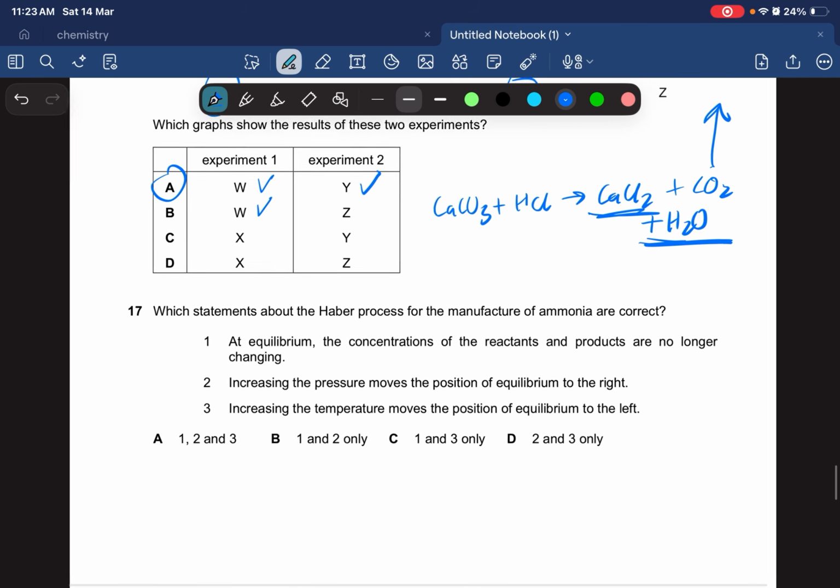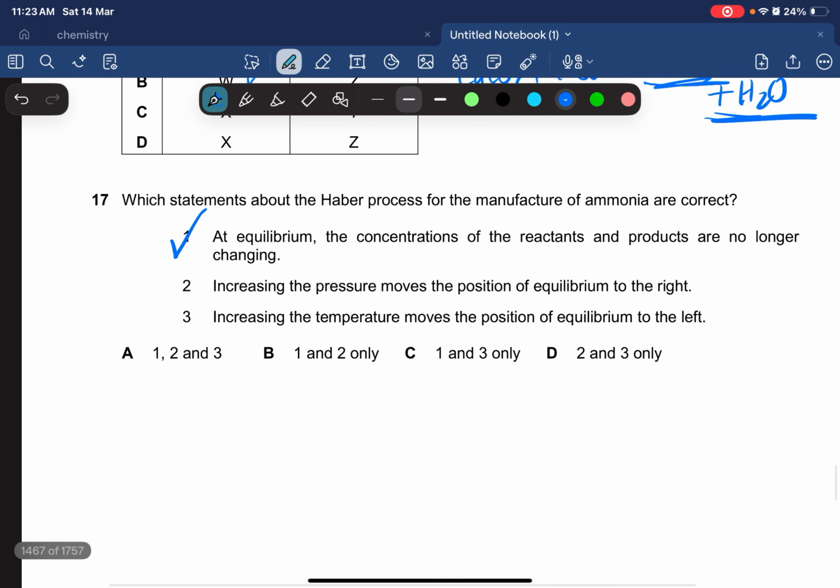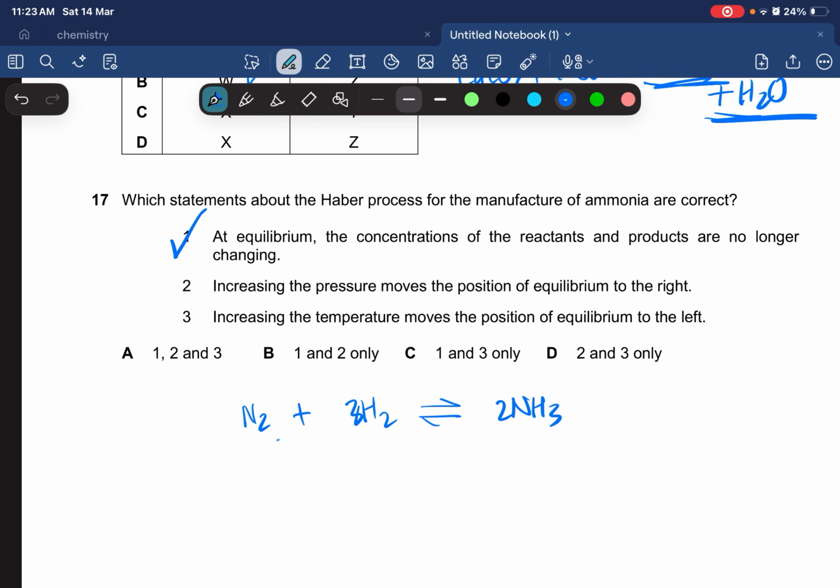Which statements about the Haber's process for the manufacture of ammonia are correct? At equilibrium, the concentration of the reactants and products are no longer changing. Yeah, that's correct, because they become constant. Increasing the pressure moves the position of the equilibrium to the right. So to make an equation, we know that N2 plus 3H2 forms 2NH3. Over here we have 3 plus 1, 4 moles on this side, and 2 moles on this side. So when we increase the pressure, the equilibrium moves towards the side that has fewer moles. So it's indeed going to shift towards the right.